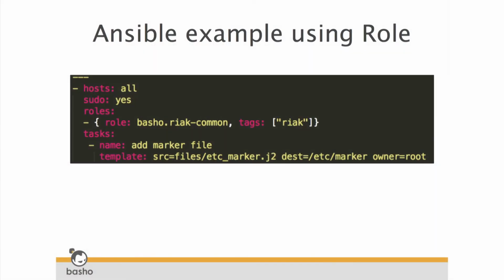Okay, this one here is using a role. In this case, it's basho.riak-common. In this case, it's also adding the marker file, but it'll also install the Riak packages and so on and so forth there.